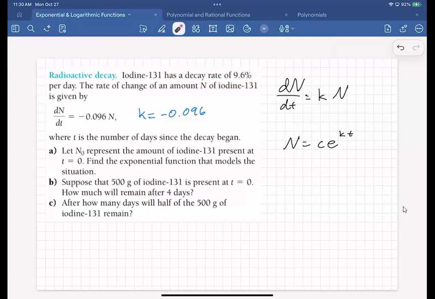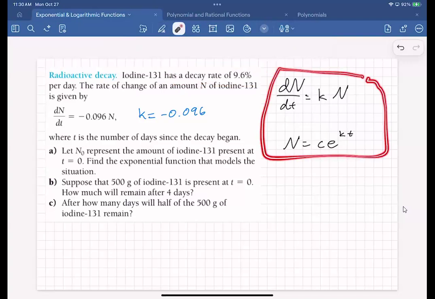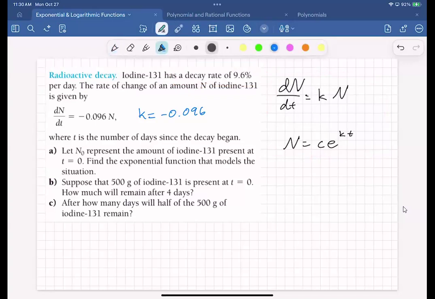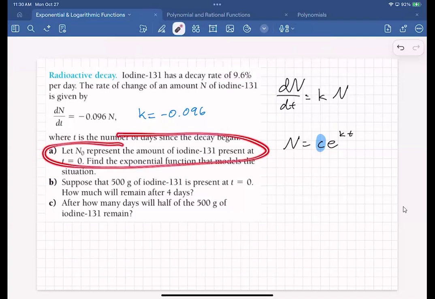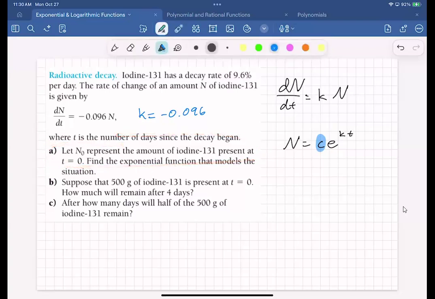Now, as we've looked at before, connecting these two things is important, okay? What do we remember from last week, though, what the C value represents? That's going to be our initial value. So when it asks us to find a model that works well with this iodine 131, what we want to see here is that N of t, so this is for part A, N of t equals N sub 0 e to the negative 0.096 t.